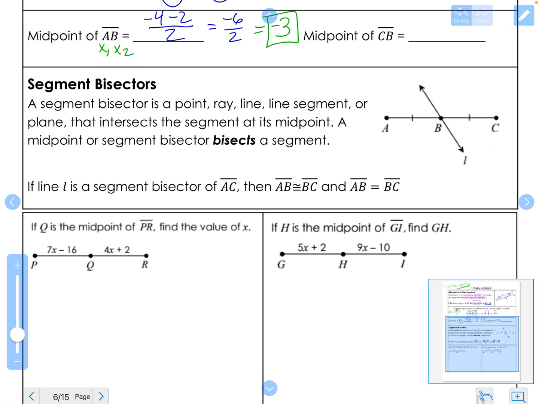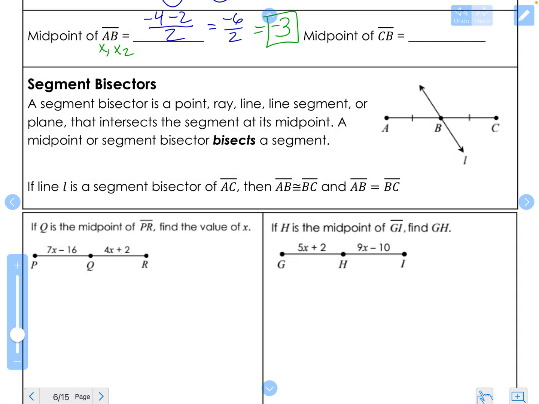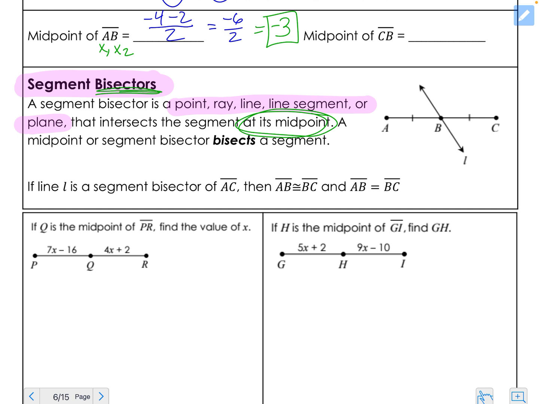All right, so sometimes a problem is going to tell us that this point is a midpoint. But sometimes a problem is going to tell me that a line is a segment bisector. A segment bisector can be a point, a ray, a line segment, or a plane that intersects the segment at its midpoint. Bisector means cuts in half. So if it's a bisector, we know we have a midpoint.